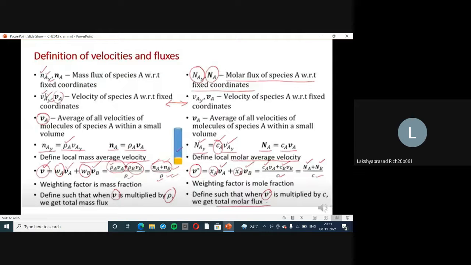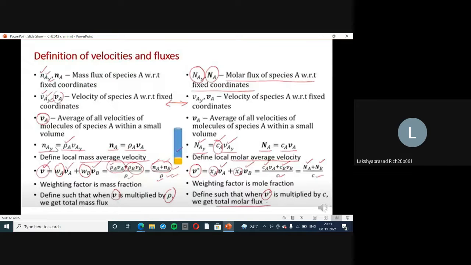Okay, so taking our discussion forward, we will quickly go over the definitions of velocities and fluxes, namely molar and mass average velocities, and also mass flux and molar flux. So if you can see over here, NA is the mass flux of species A with respect to fixed coordinates. Previously we saw JA, right? That was the mass flux of species A, but that was due to diffusion only. And let's say vA is the velocity of species A with respect to fixed coordinates. We will define it as the average of all velocities of molecules of species A within a small volume. Okay, this is just for understanding.